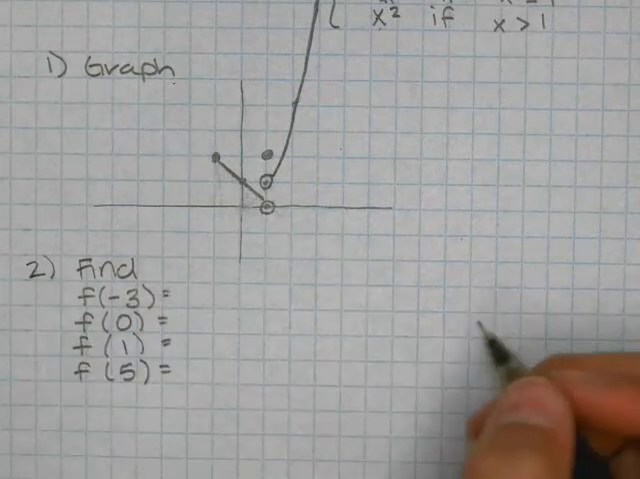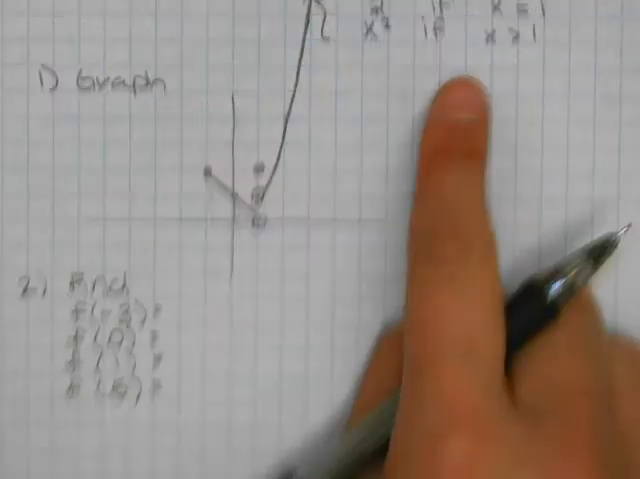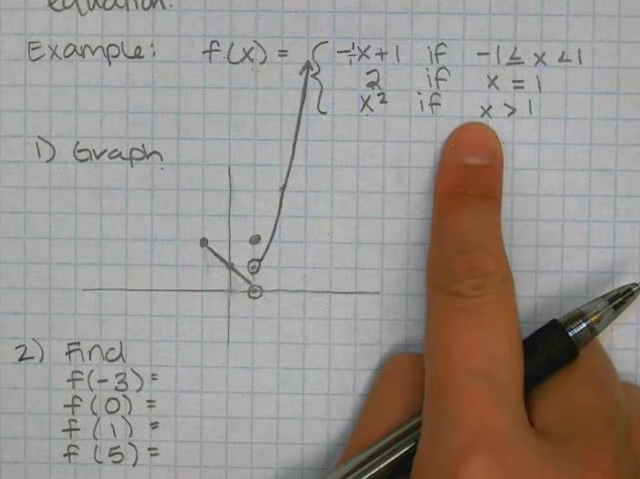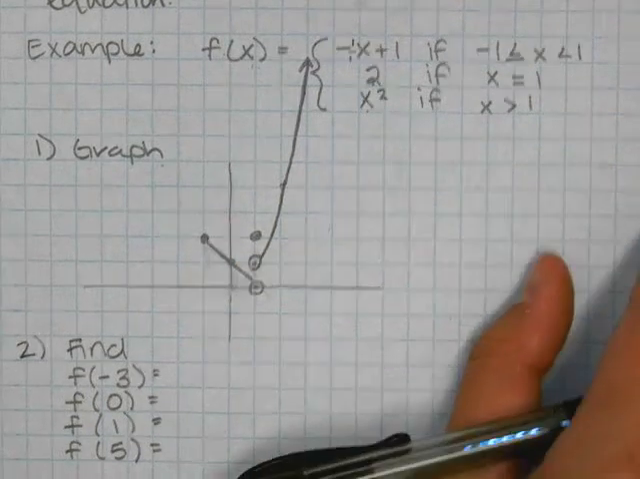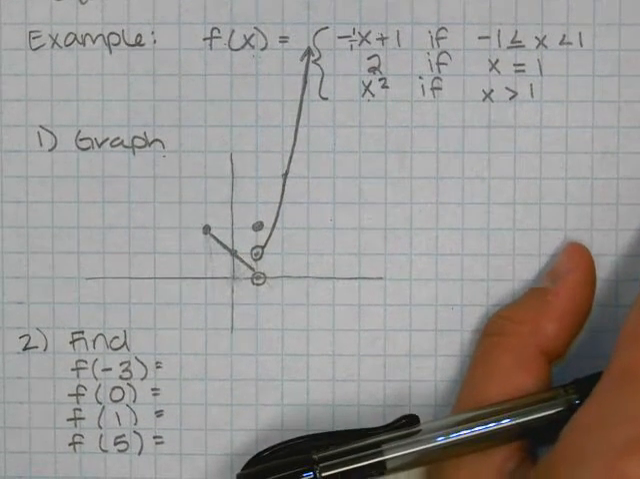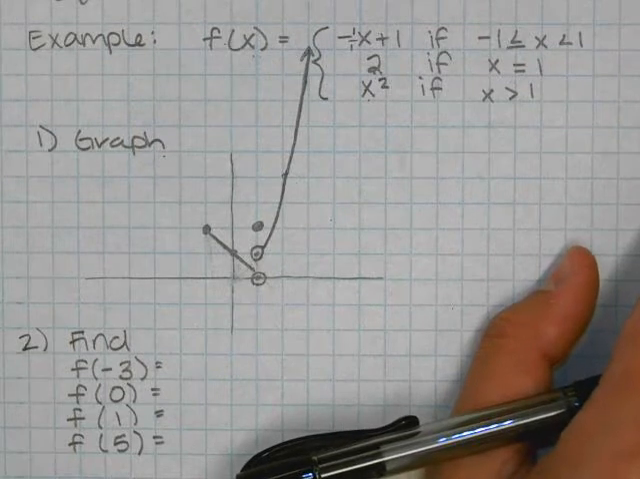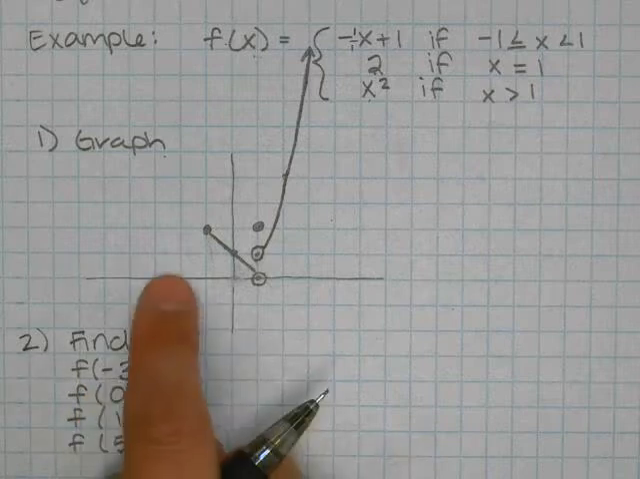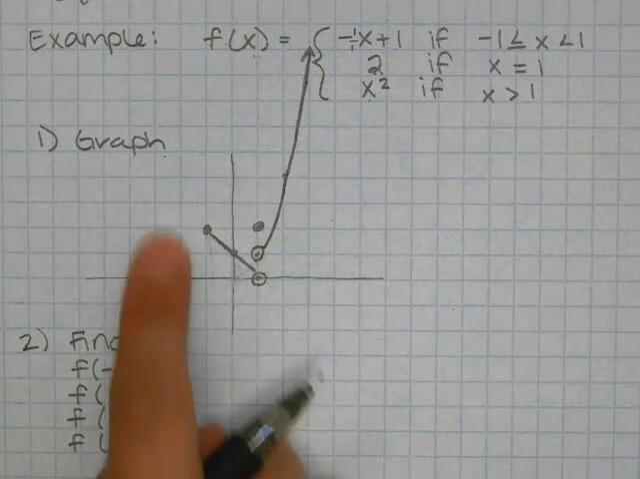And you can use the piecewise function itself up here to evaluate these numbers, or you can use the graph. So you have two options there, and sometimes one makes it easier than the other to see what the correct solution is. So here, if we were to evaluate the function at -3, if you look at the graph, you can see -3 is not even defined.